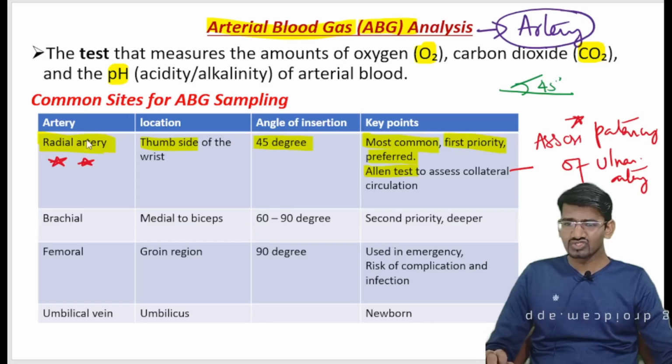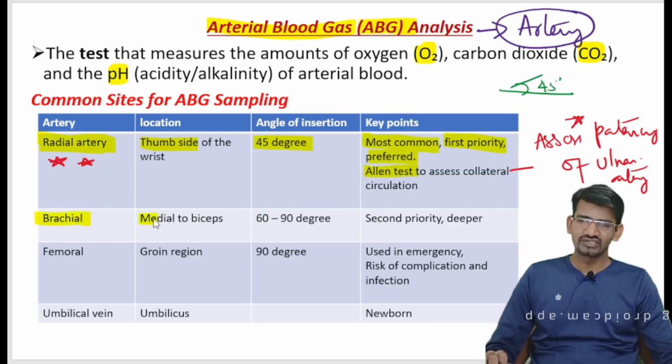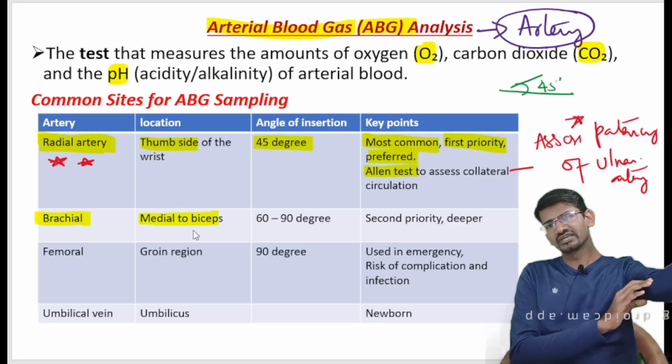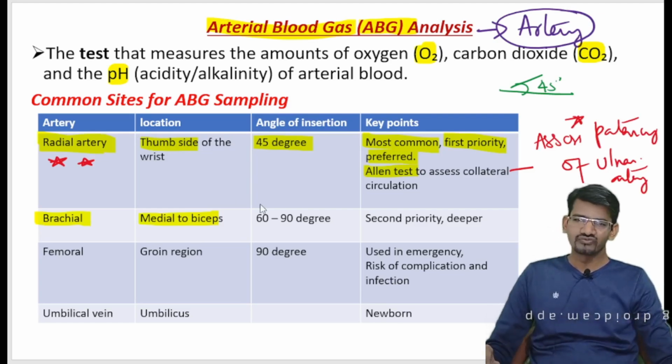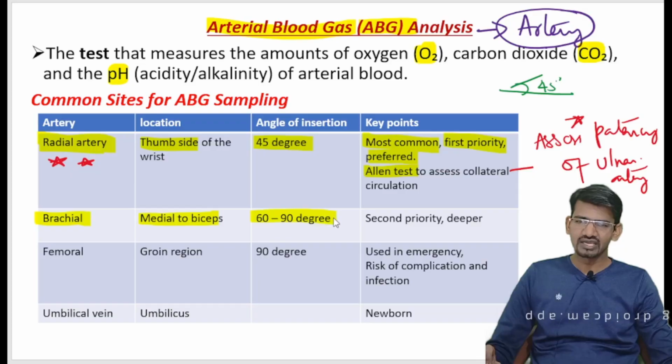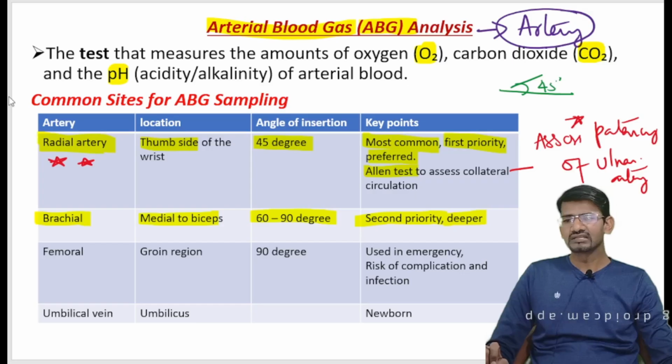Then the second most common artery is the brachial artery. Where is the site? Medial to the biceps, where we can assess the brachial pulse. When you consider this artery, the angle of insertion will be 60 to 90 degrees, and this is the second priority, which is quite deeper compared to the radial artery.